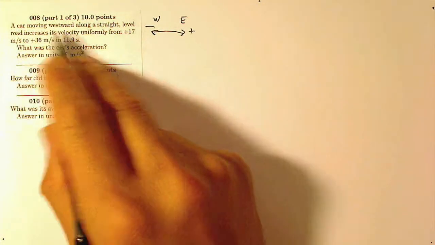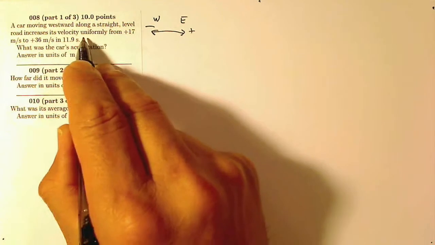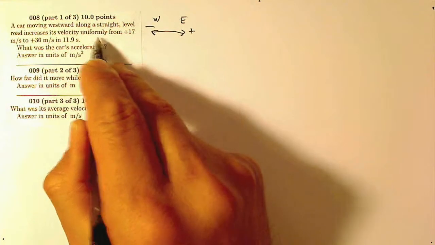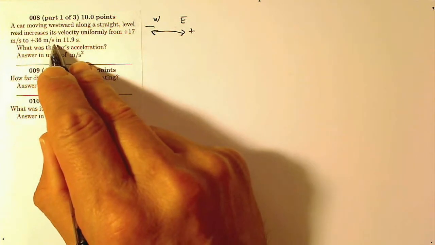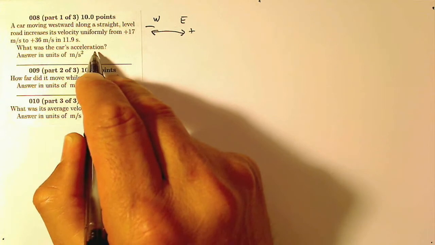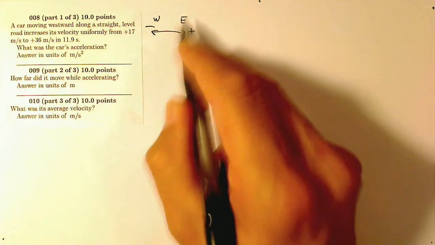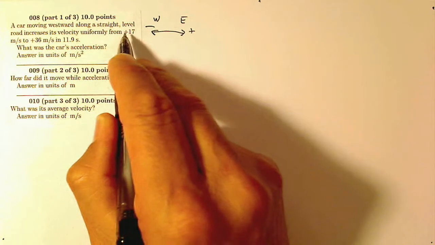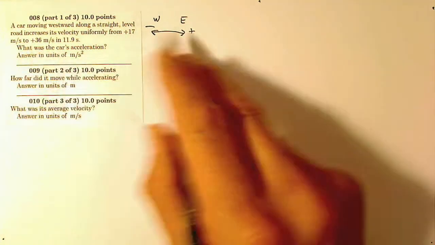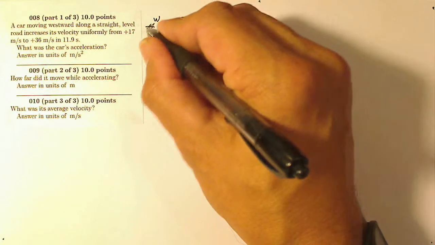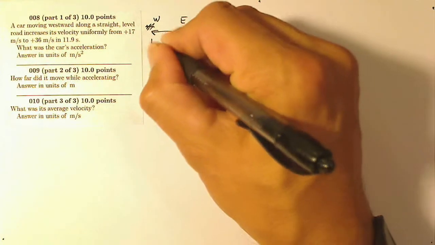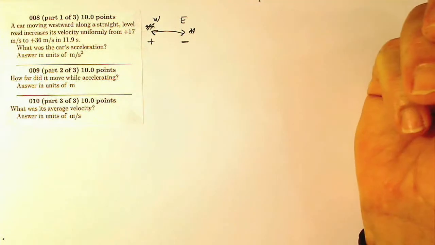A car moving westward along a straight level road increases its velocity uniformly from 17 meters per second to 36 meters per second in 11.9 seconds. What was the car's acceleration? Now, I know I told you west is negative and east is positive, but here it's giving me a plus 17 and a plus 36. So it will get confusing unless, in this case, we make west positive and east negative. Is that okay? Sure it is.